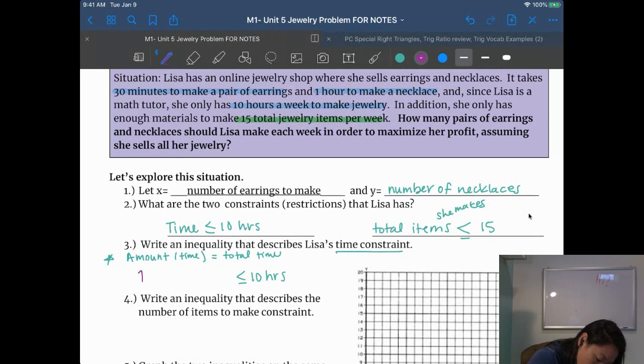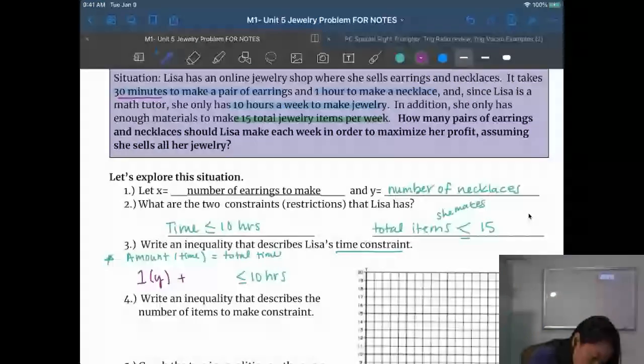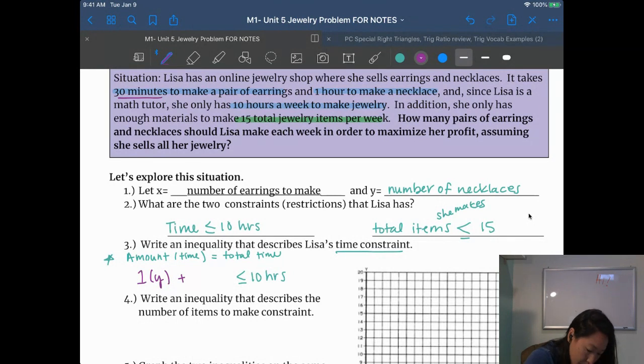To generalize, 1 hour times y will give me the total time for necklaces, plus it takes her 30 minutes to build a pair of earrings, but we want to make sure that we are in units of hours. So that would be half an hour times x has to be less than or equal to 10 hours. So that's the time constraint.